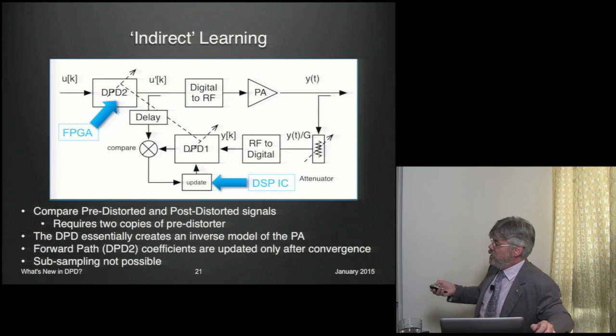So this is one technique. You can't use subsampling in the down conversion path because you're comparing the two pre-distorted signals, and this is running at full rate all the time.